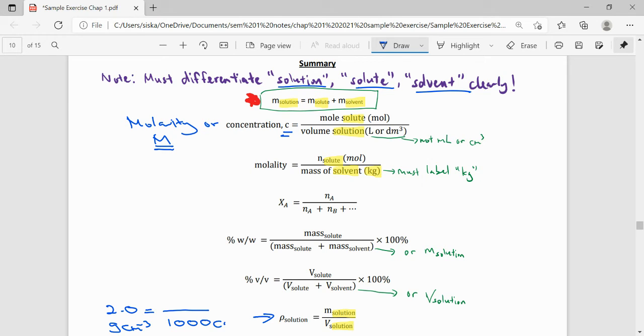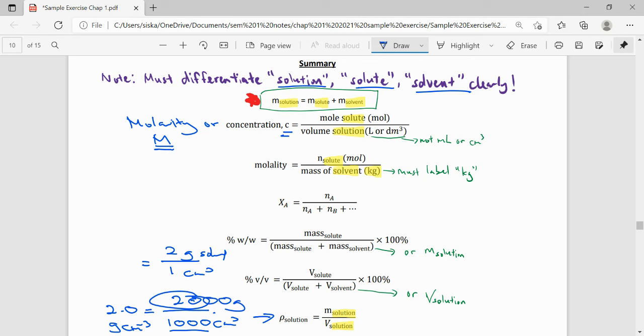1000 cm cube. If you have 1000 cm cube, then your mass of solution will be 2000 gram of solution. If you don't want a big figure, then you can use 1 cm cube, 2 gram of mass of solution.